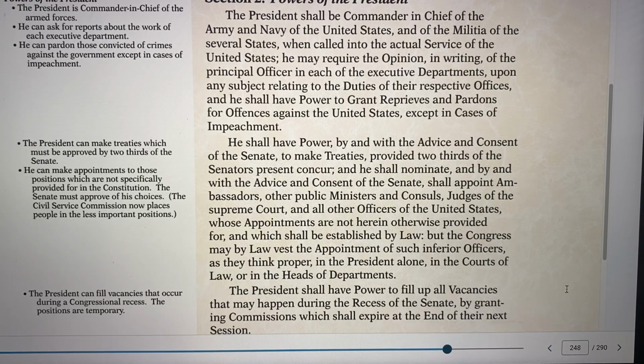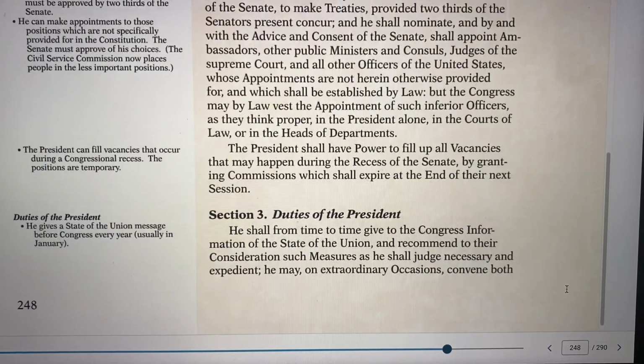The Senate must approve of his choices. He can make appointments, but the Senate has to basically approve of those too. The president can fill vacancies that occur during Congress. He can fill those vacancies, but those positions are temporary until the next election, right? So he can fill those vacancies.